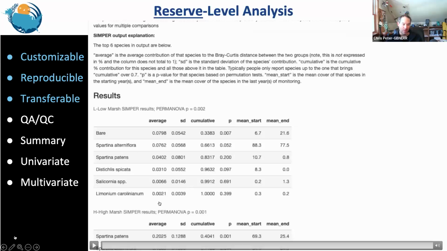For instance, I was showing you high marsh in that time series, and Patens here has gone from 70% basically to 25%, driving that change. And that's a lot, but that was just a flashpoint of what type of visualization tools we have.